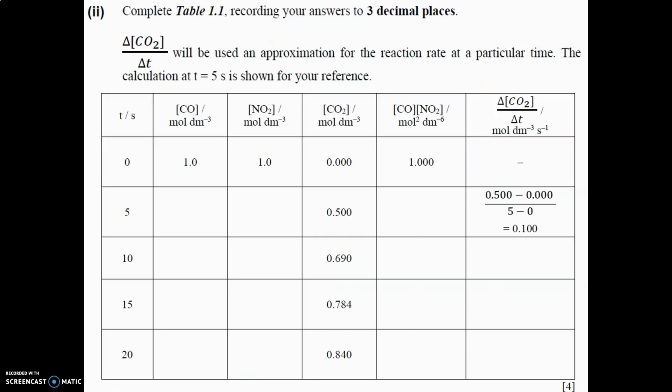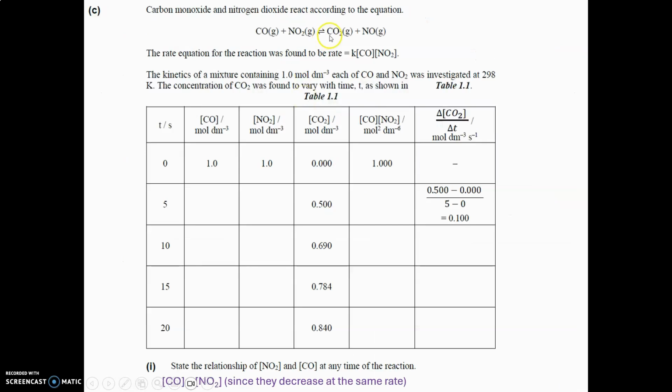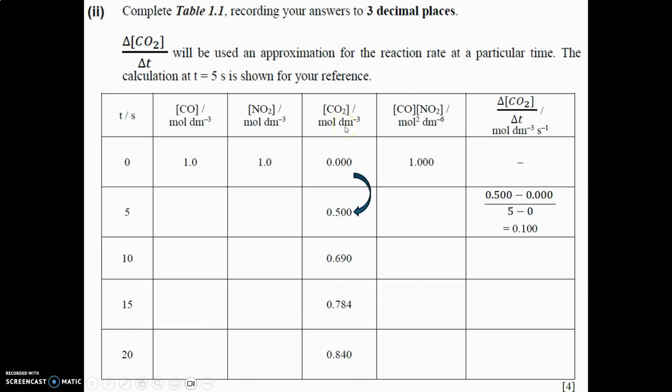So next, part 2 is to complete table 1.1. So how do we do so? Okay, the concentration of carbon dioxide at each time is given to us. Looking at this reversible equation, all of your gaseous species are in a 1:1 stoichiometry. We need to notice that any increase in the concentration of carbon dioxide is the same as my decrease in concentration of both CO and NO2.